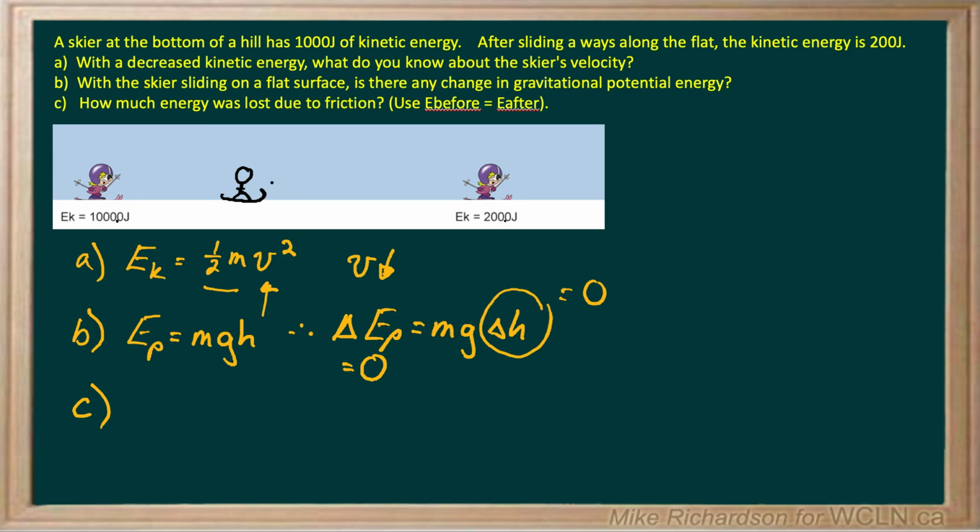But if we assume a majority of those losses are due to heat, if his initial energy was 1,000 and his final energy was 200, if I subtract those two, the missing energy must be the energy lost due to friction on the ground, due to heat. So this energy that was released into the atmosphere ends up being 800 joules.